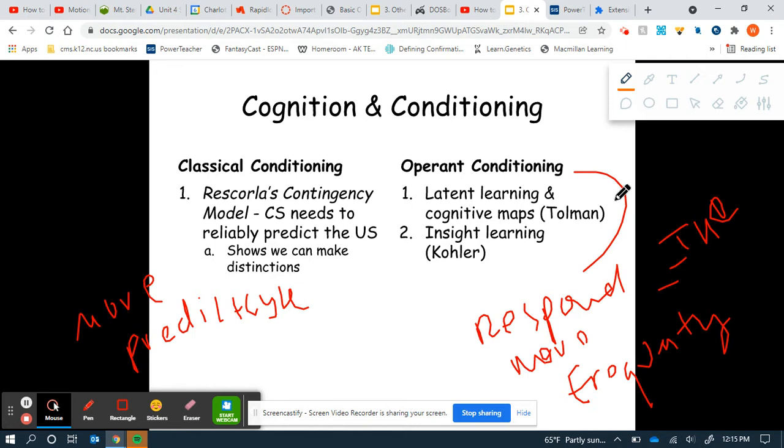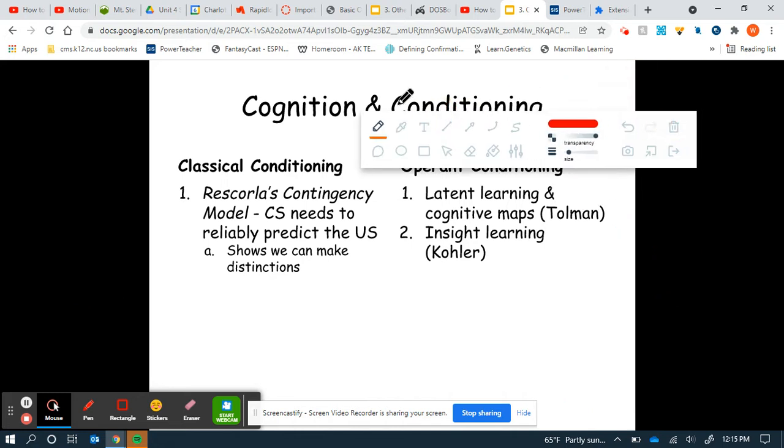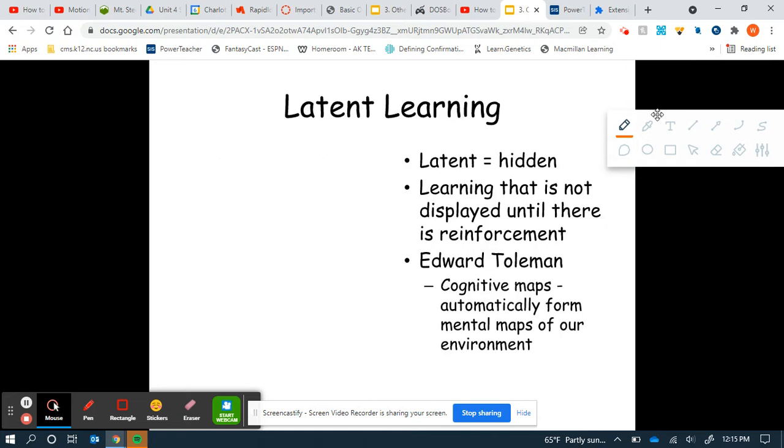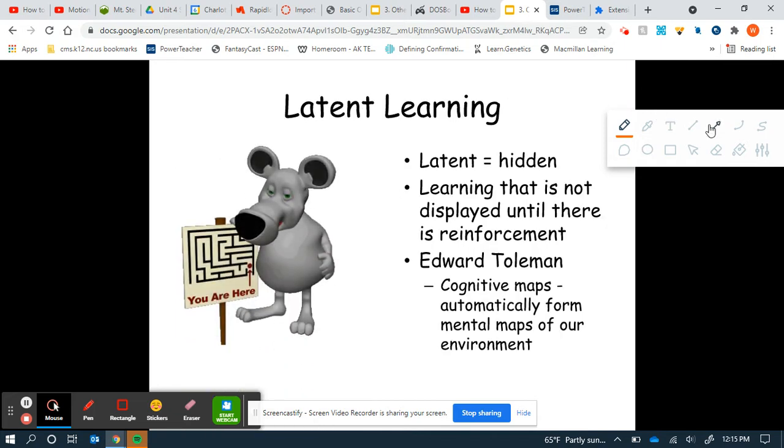The other evidence for cognition is what is called latent learning, and then insight learning. So, latent, we talked about latent content in dreams, which is the hidden meaning of dreams. All right, latent means hidden. So latent learning is learning that is not displayed, that we don't show that we have this learning until there is some sort of reinforcement for it.